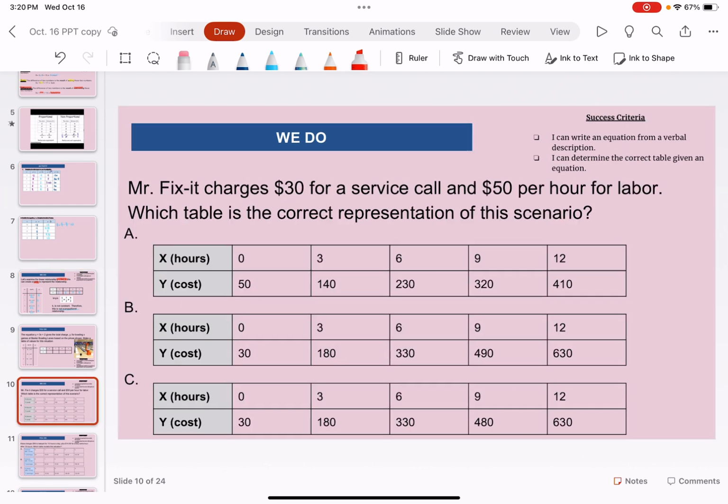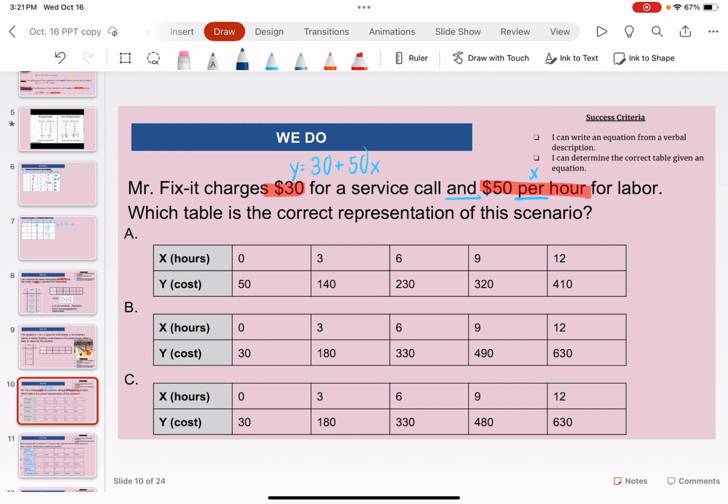It says Mr. Fixit charges $30 for a service call and $50 per hour for labor. Which table is the correct representation of this scenario? So we actually have to write an equation for this problem. We have y is equal to 30, and if it has the word and, we know that means plus, right? We're combining. Then it says $50 per hour. Per means that we're multiplying, right? So we're going to be multiplying by another number that represents the number of hours. So that's going to be represented by x in my equation. So we have y is equal to 30 plus 50x.